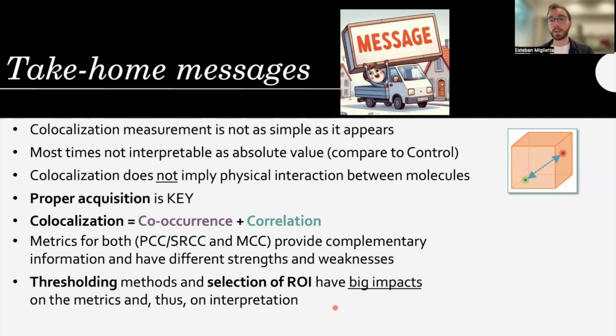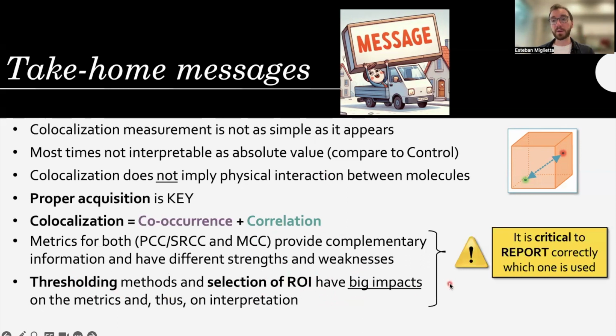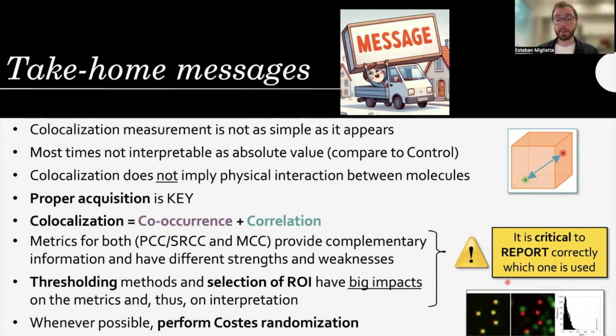So one of the most important things is it is very, very, very important to report what you're using and ideally why. Sometimes there is no why. Sometimes it's just an arbitrary decision to use this threshold instead of this other. But the most important thing is to accurately report which one you're using in order for your analysis to be reproducible. And also, ideally, whenever possible, to perform Coste's randomization to robustize your measurements.